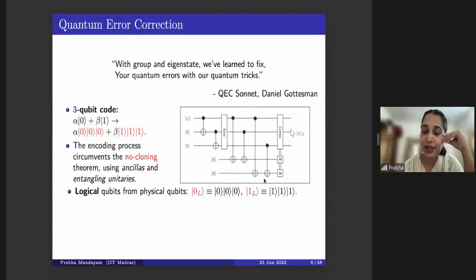So again, I leave it as an exercise to you to check that if I have this ancillary qubit 0 and I do these 2 C0s, depending on which of these qubits gets flipped, the 0 will either get flipped or it will not get flipped, the ancillary qubit. Similarly, this ancillary qubit becomes the target qubit, and will again get flipped or not flipped, depending on whether the control qubit had an error or not.